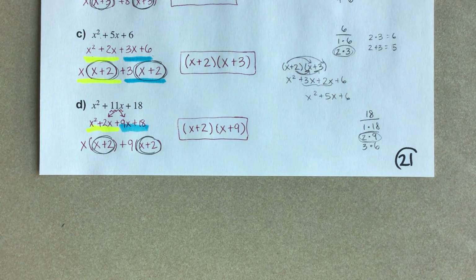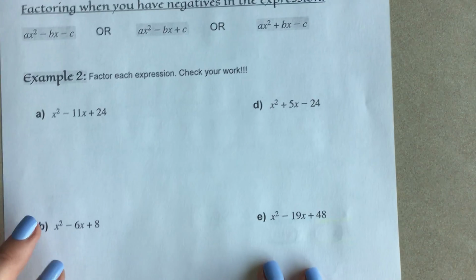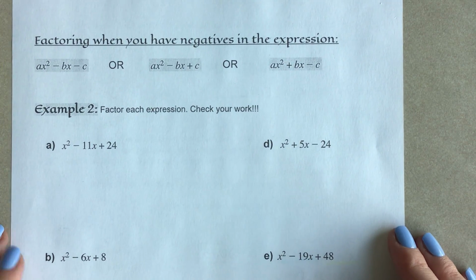Okay, so with all of these, we've had nothing but positive answers. What happens if we have some negative numbers? So what happens when we are factoring with negatives?